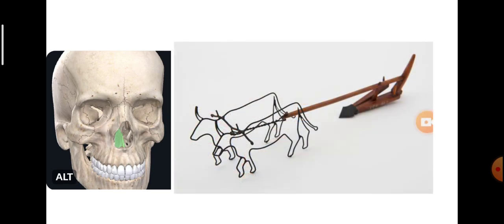Now, why is the vomer called the vomer? The thin, flat plate that ploughs the fields is called a vomer. And because this looks like this, it is also called, therefore, the vomer. This is a comprehensive overview of the nasal septum.